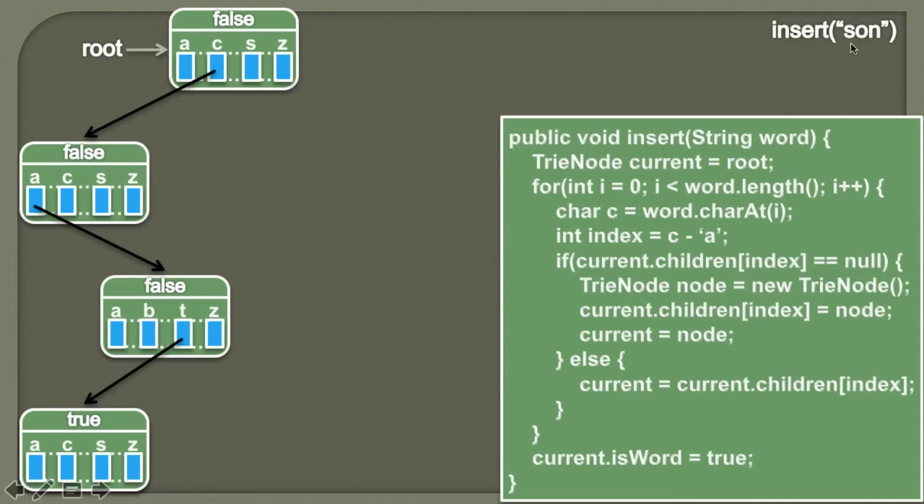Now friends, let's suppose we want to insert the string sun. So we'll again call the insert method by passing in the word as sun. So it would look something like this. As we are inserting a new word, we'll start from the root. So we'll create a temporary node current which will start from the root. And then we'll iterate over each and every character of this word using this for loop.